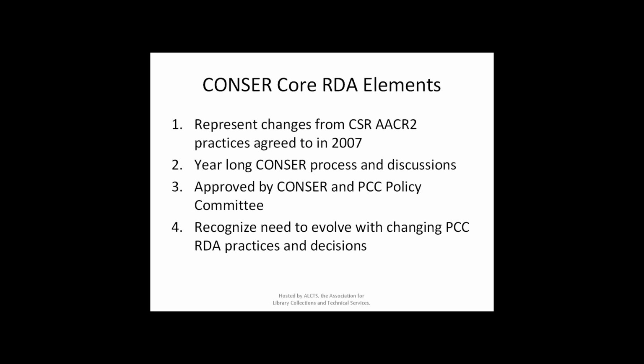The process to reach the CONSER core RDA element set was a year-long process, and, well, let's say a year-long discussion as well. Many discussions over a year within CONSER to agree upon the core set of RDA elements, and to agree upon the types of changes that we were going to incorporate into our CONSER guidelines. The resulting CONSER core RDA element set was approved by CONSER and the PCC Policy Committee, and of course we are still dealing with the recognition that we need to evolve as the environment changes.